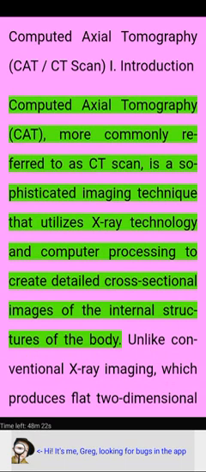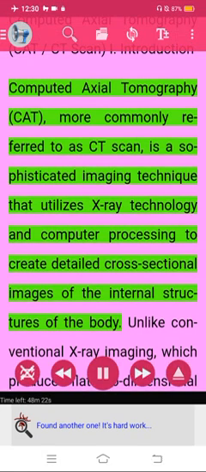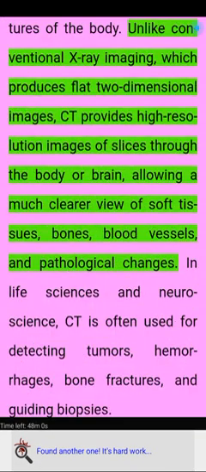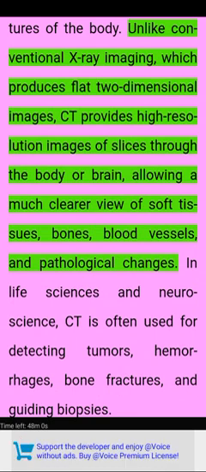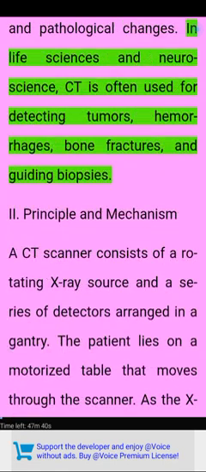Computed axial tomography, CAT, more commonly referred to as CT scan, is a sophisticated imaging technique that utilizes X-ray technology and computer processing to create detailed cross-sectional images of the internal structures of the body. Unlike conventional X-ray imaging, which produces flat two-dimensional images, CT provides high-resolution images of slices through the body or brain, allowing a much clearer view of soft tissues, bones, blood vessels, and pathological changes. In life sciences and neuroscience, CT is often used for detecting tumors, hemorrhages, bone fractures, and guiding biopsies.